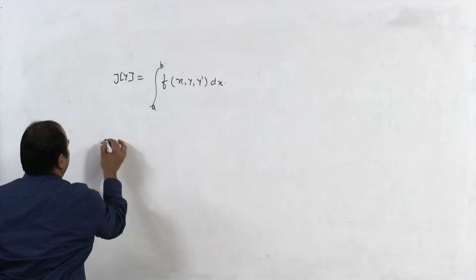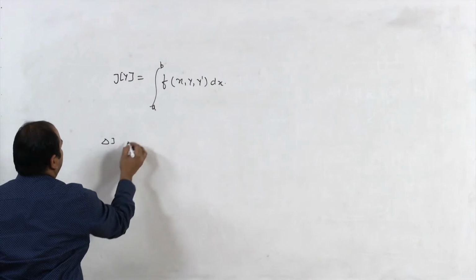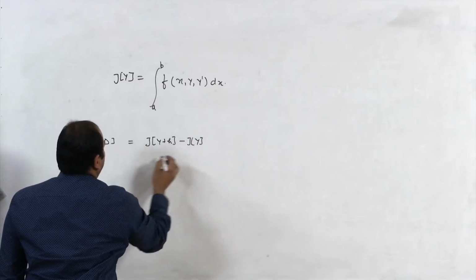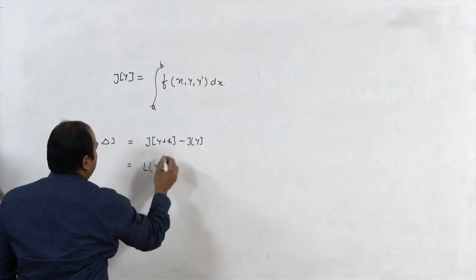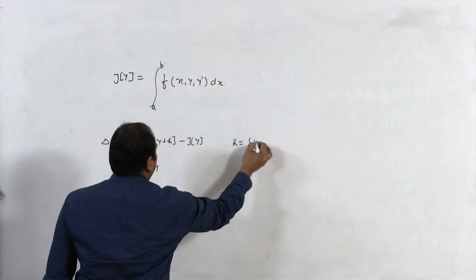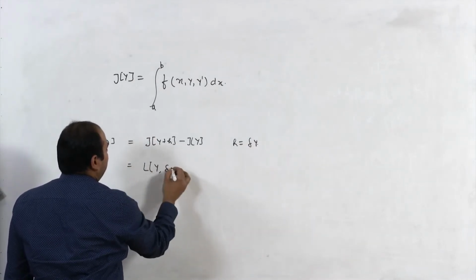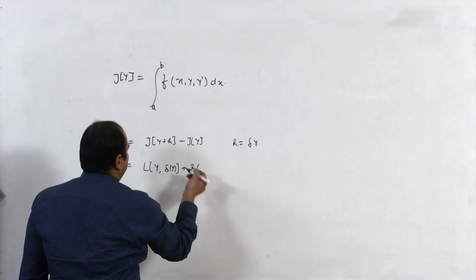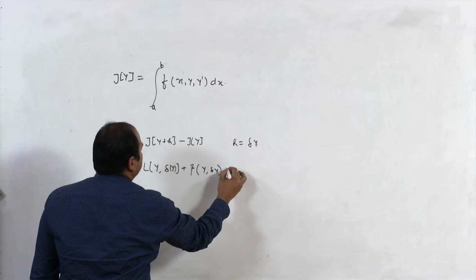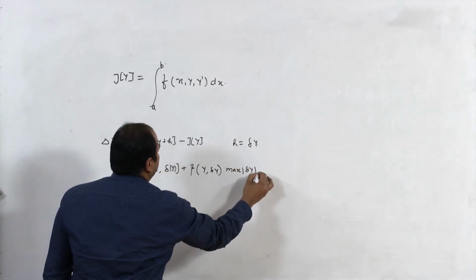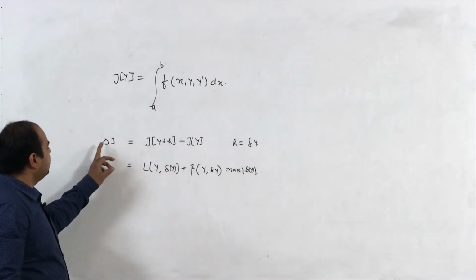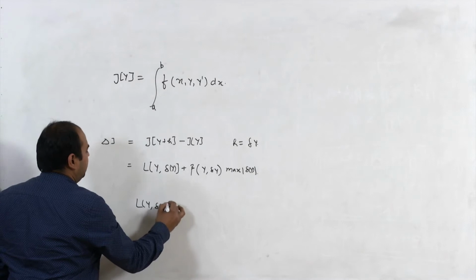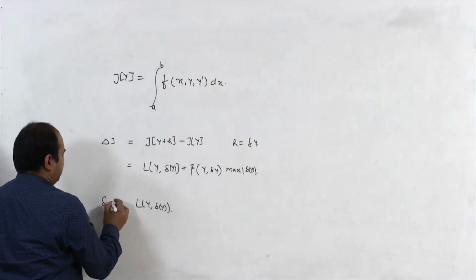then we have defined the variation in functional J as J of y plus h minus J of y, and this we have defined as L of y. Here h is your delta y. So we can write this as L of y delta y plus beta of y, delta y times the maximum of modulus of delta y. So this we have defined as the differential, or variation, of this functional J of y as L of y delta y.